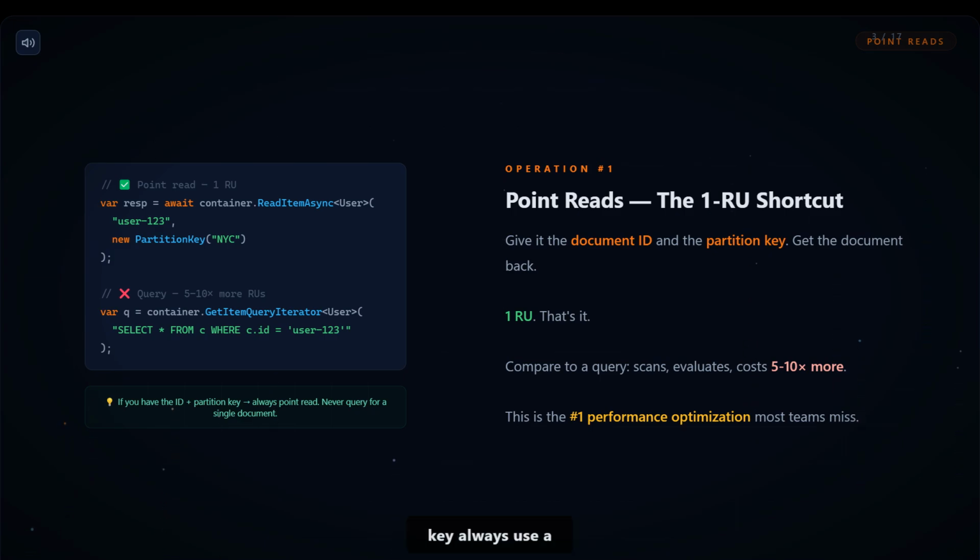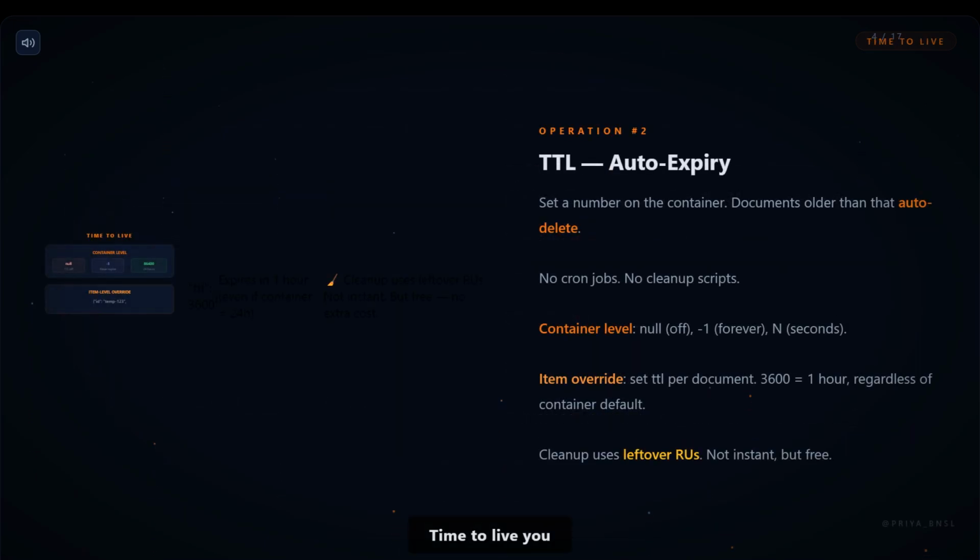Time to live. You set a number on the container, say 86400, and every document older than 24 hours gets automatically deleted. No cron jobs. No cleanup scripts. It just disappears. You can set TTL at the container level. Default time to live. Set it to -1 and documents live forever. Set it to null and TTL is off entirely.